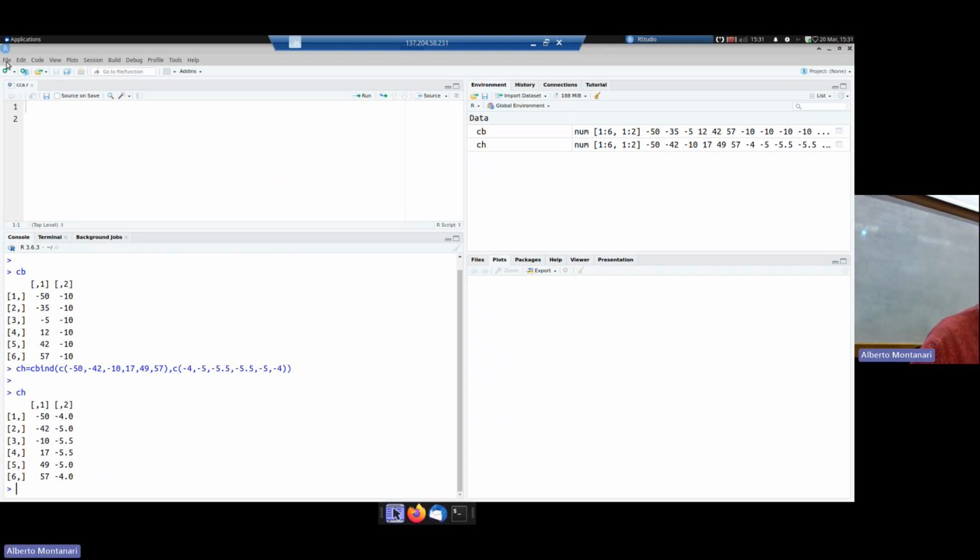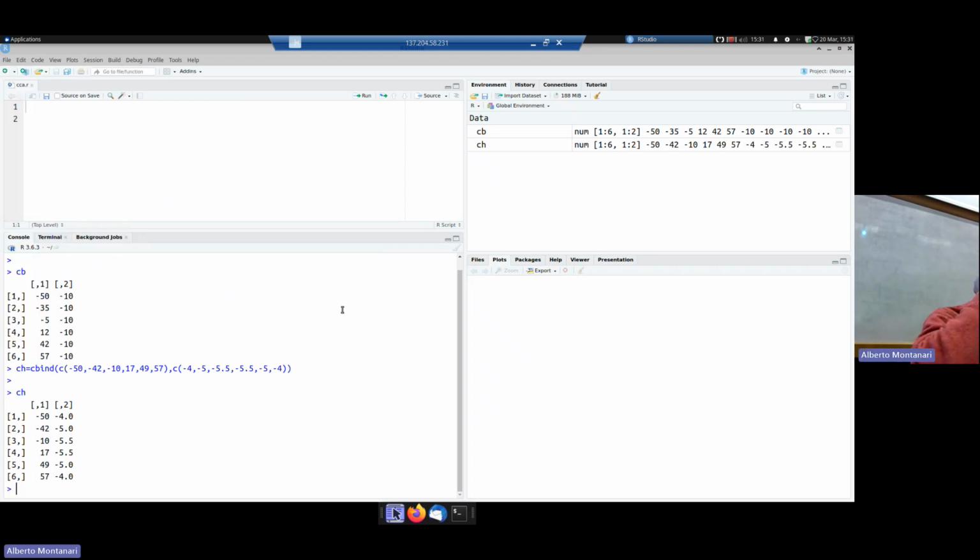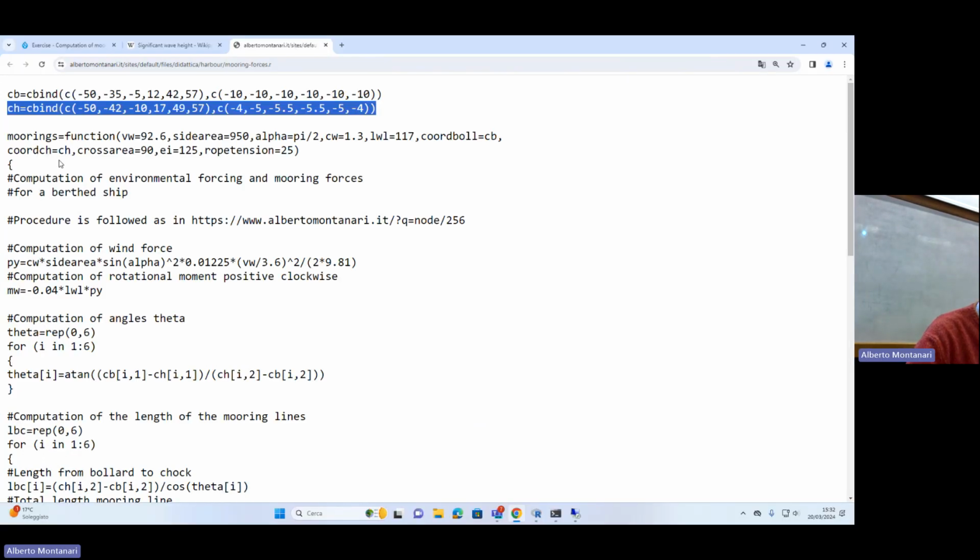We may want to save it now, just because I want to make sure, okay? So save all. I am using the menu, save all. Okay, everything is saved. And you can see here in the global environment the two arrays, the two matrices that I defined. Perfect. Now we can go to the definition of the function. And in this case, I would go on the script. Good, so function here. I call the function moorings.